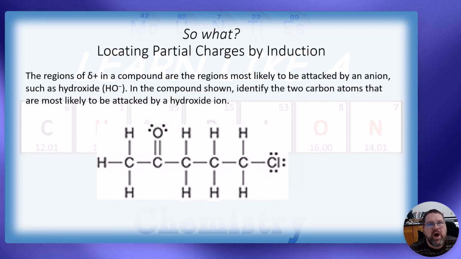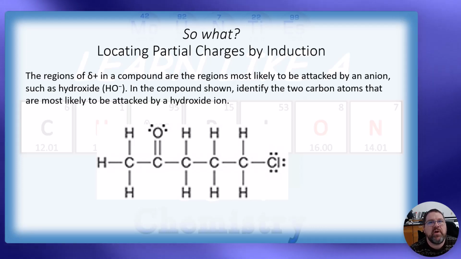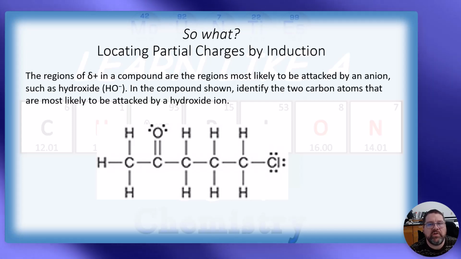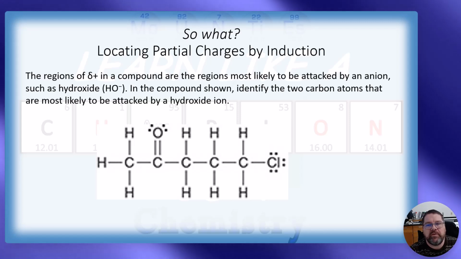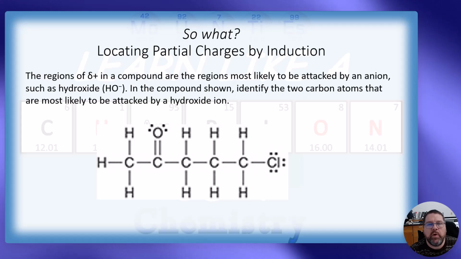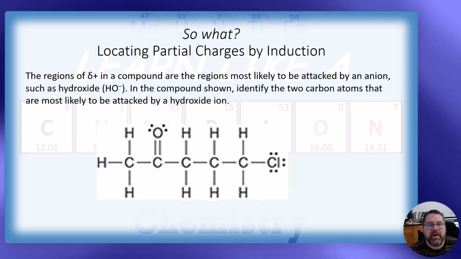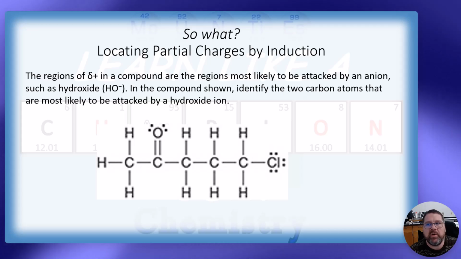So again, why is this important to be able to locate sources or locations of induction? Because this is where a lot of times our attacks are going to take place on the molecular structures. And so in this particular structure, hydroxide is an ion that is going to interact and try to attack positive centers in an organic molecule. So if we can locate where the partial positive locations are, then we know exactly where the anion hydroxide would be attacking.